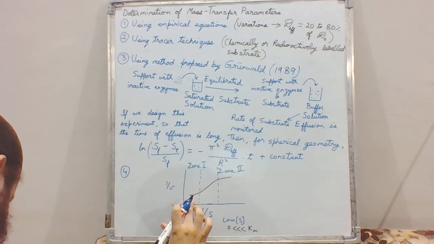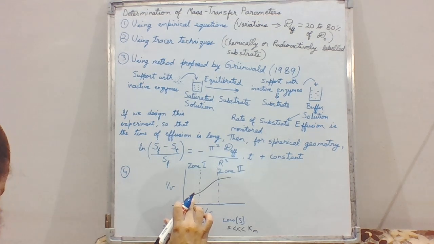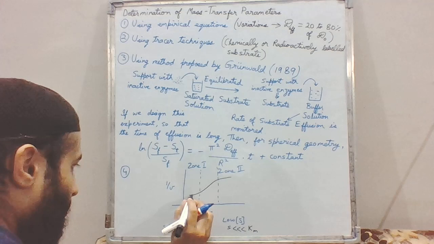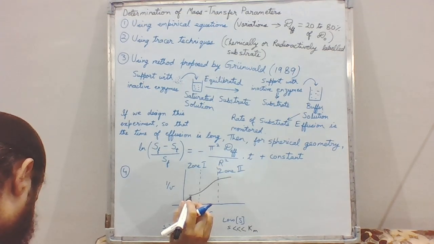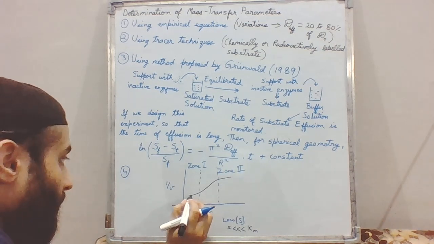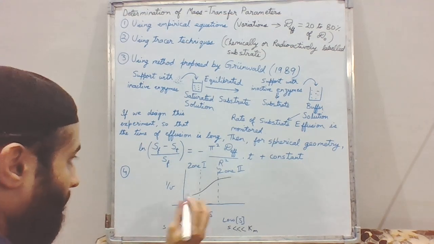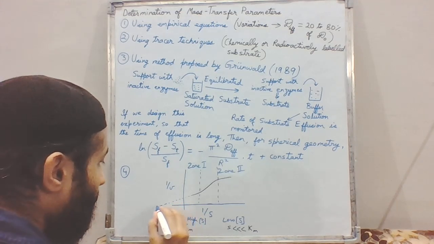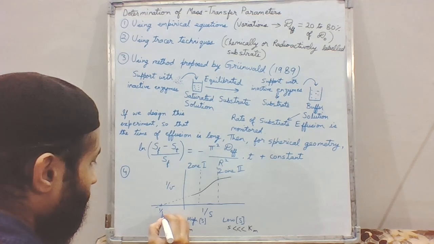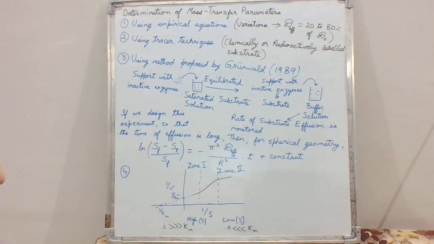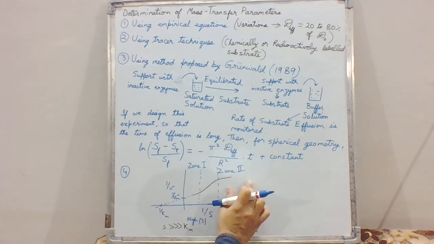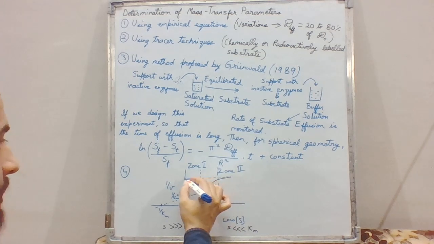If we have enough data in our zone 1, then the intrinsic kinetic parameters of the enzyme can be obtained by extrapolation on the y and x intercepts. So if we extrapolate, we can get the values of our intrinsic kinetic parameters. But this is very difficult to obtain and it is very sensitive and very prone to errors. Similarly, if we have enough data in zone 2, the effectiveness factor can be directly obtained from the intercept on the y-axis.